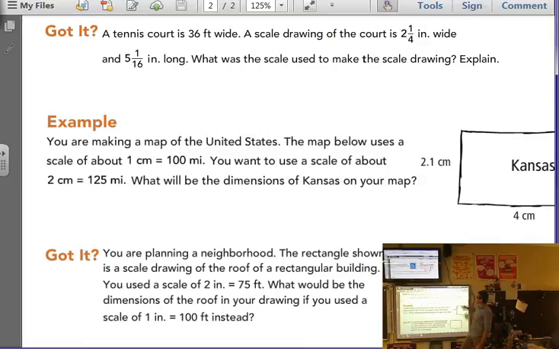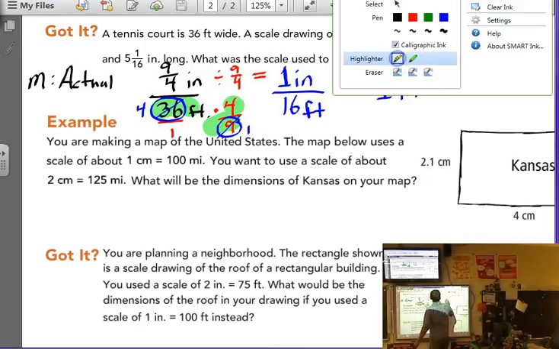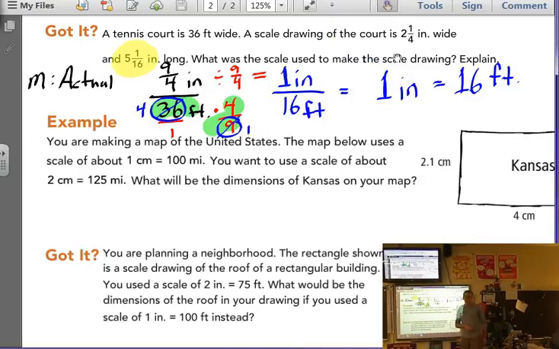Now we're not quite done. Actually, yeah, we are. Now, if this was my problem, be ready on the test, I would then ask you to solve for the actual length. So all you would have to do is take the inches that you have and multiply by 16, because now that I have my 1 inch, I know that I can just take my number of inches and multiply by whatever that factor is, which here is 16.